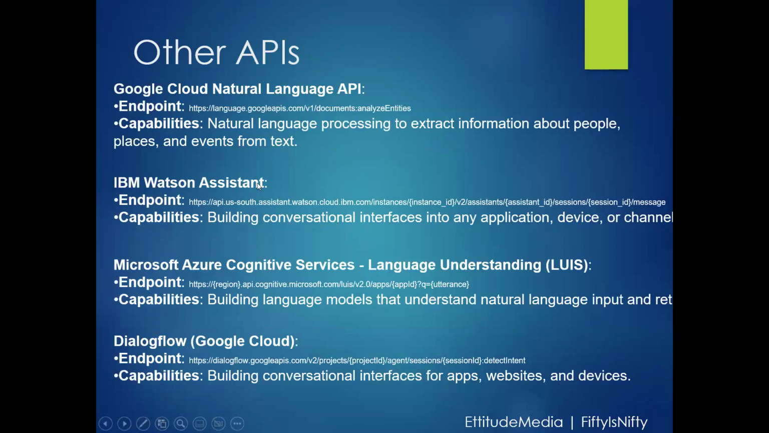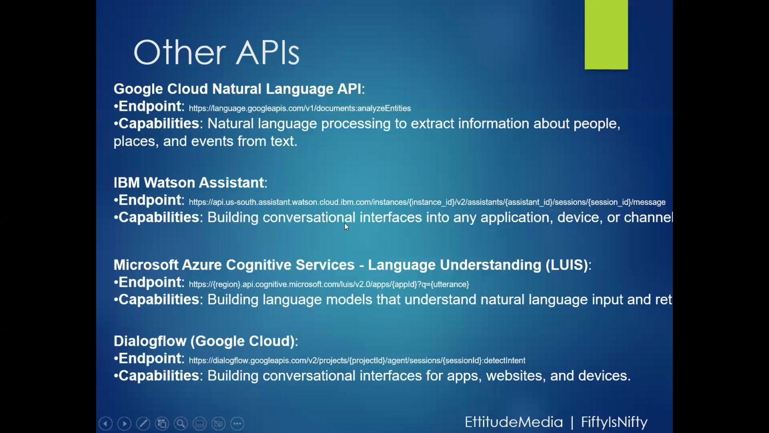I think I have one more slide here where, in addition to ChatGPT, there are other APIs also available. For example, instead of the OpenAI API, you can actually use Google. Google has a natural language NLP API. I have provided that in here. I'll send these details to you in the slides.